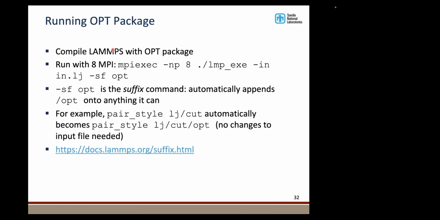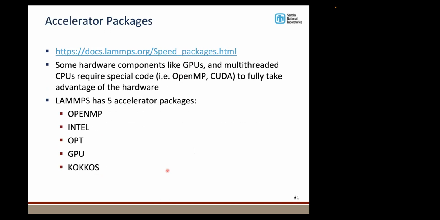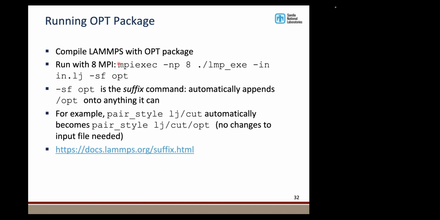First you have to compile LAMMPS with the Opt package. Like I said before, you have to make yes-opt or PACKAGE opt equals yes. And then you have to run using the suffix command. So you run LAMMPS just like normal. You have the same input script, so you don't make any changes to your input script. You just put one command line option, this -sf opt, and that's the suffix command.